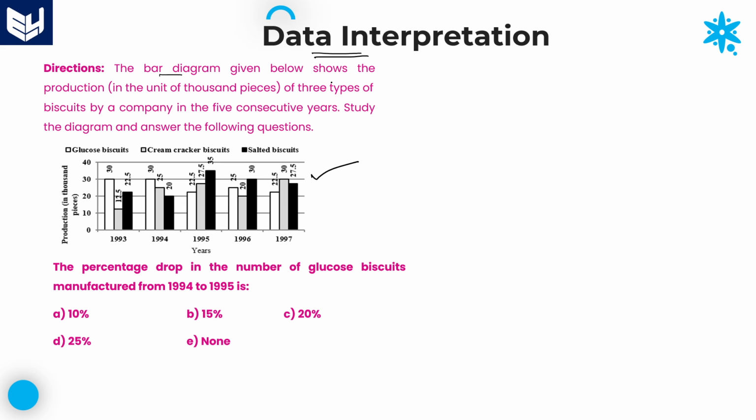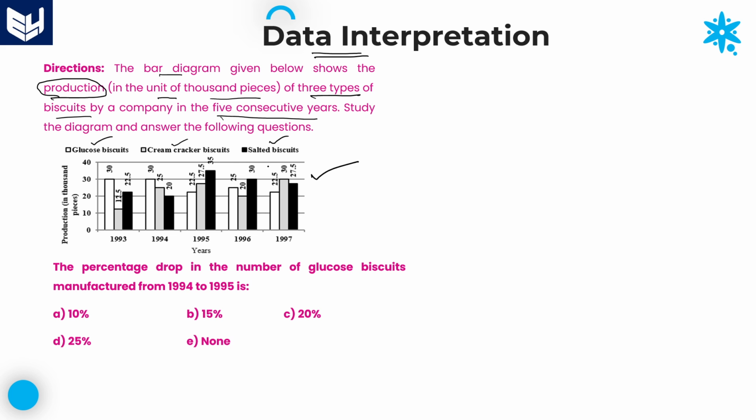The bar graph given below shows the production, in the unit of 1000 pieces, of three types of biscuits by a company in 5 consecutive years. It is very clear that the bar graph shows the production of three types of biscuits. One is glucose biscuits, second one is cream cracker biscuits, and the third one is salted biscuits.